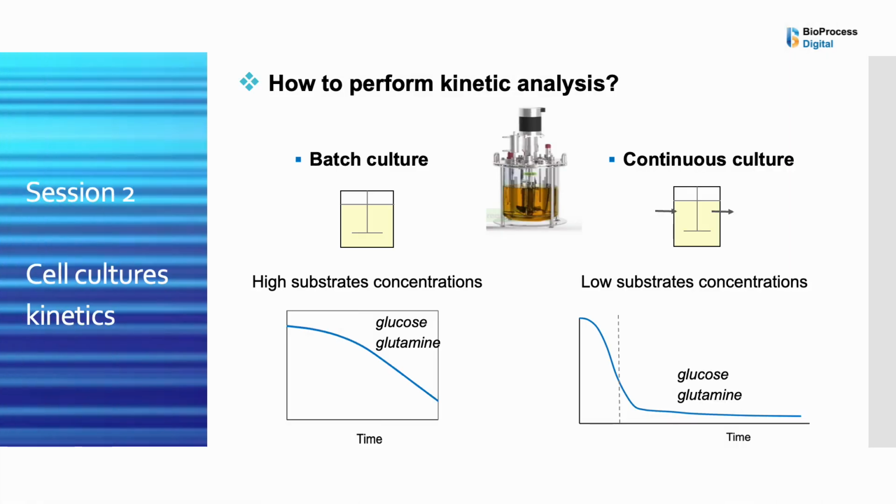The first step in developing a simulation model is to analyze the kinetics of the specific cell culture. In Session 2, you will learn how to conduct a kinetic analysis by combining data from both batch and continuous bioreactor experiments. In batch cultures, you will examine cell behavior under initially high concentrations of glucose and glutamine to characterize growth and substrate consumption dynamics.